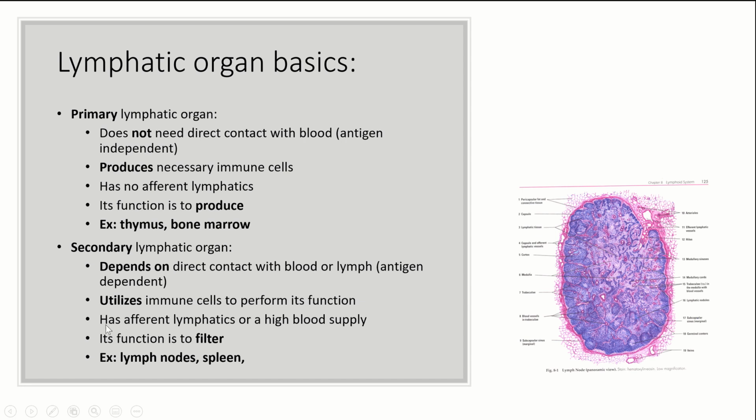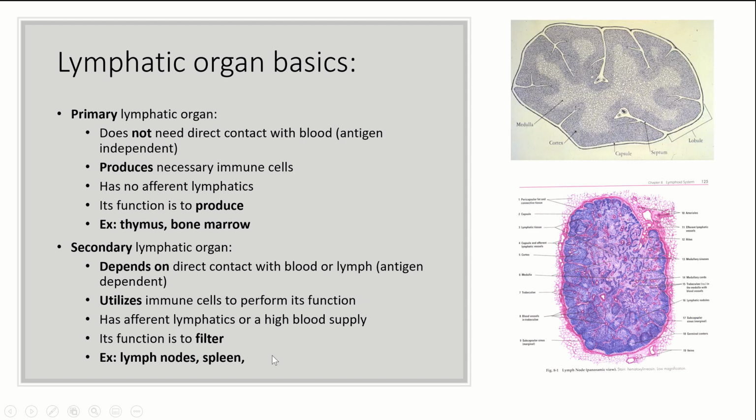They do have afferent lymphatics or a high blood supply, and the way that makes sense, right, is because we need those antigens that are in the blood or in the lymph. We need them to come into the organ in order to come in contact with those immune cells, right? So we need things coming in. Afferent lymphatics means coming at the organ, right? Or a high blood supply.